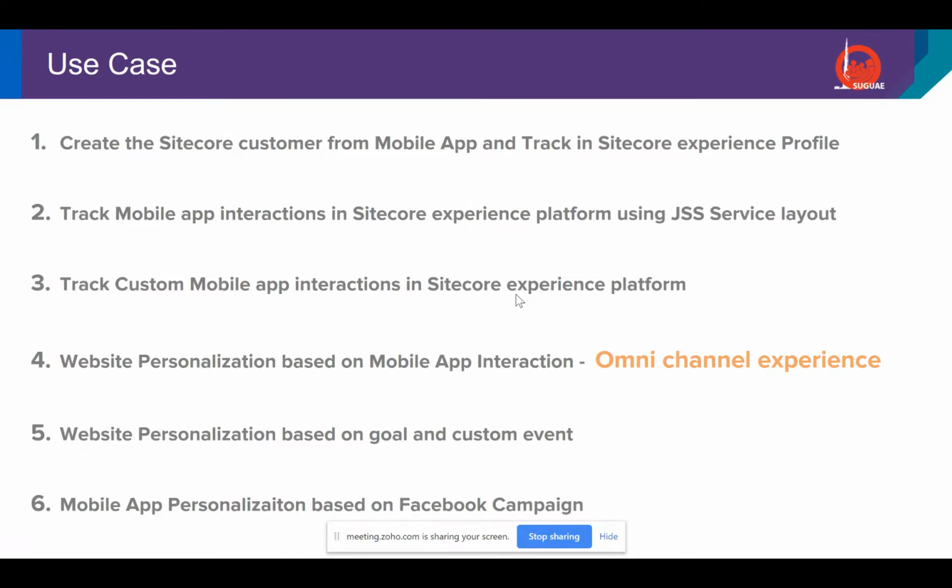Then the third, a very important use case: I'm not only tracking Sitecore events, which are very basic, like goals and personas, but I am tracking all the data and my custom events in Sitecore. All the transactional data I'm also tracking in Sitecore experience. Then we will see how we can provide the omnichannel experience. Let's suppose you did some transaction on the mobile app. Based on that transaction, how can you personalize your website? That's a perfect example of omnichannel experience. Then we can see some basic goal-based personalization and Facebook campaign-based personalization.